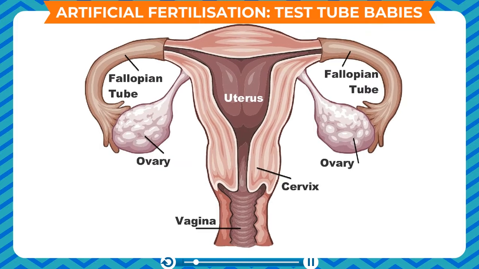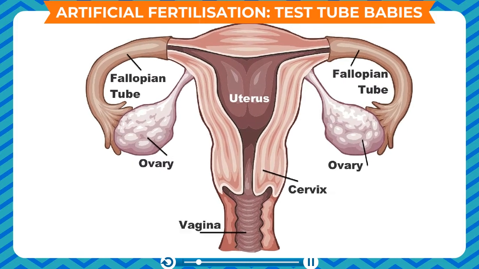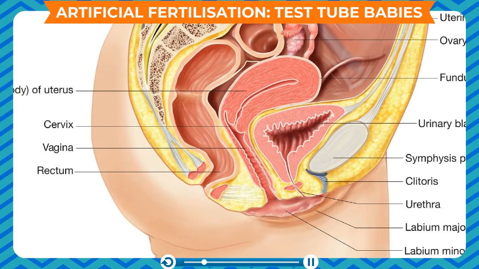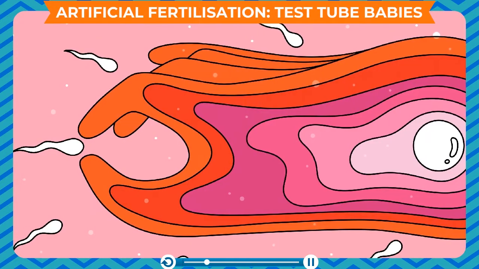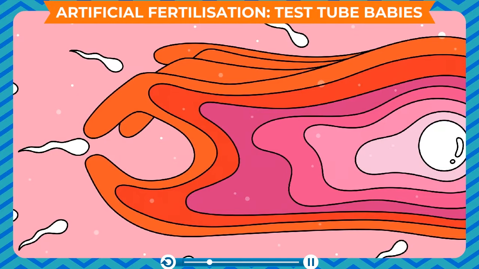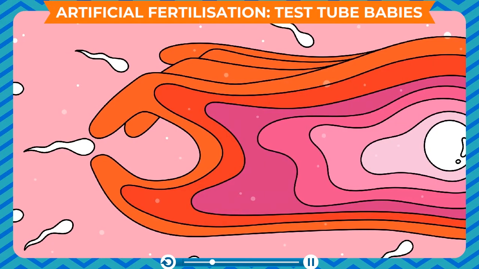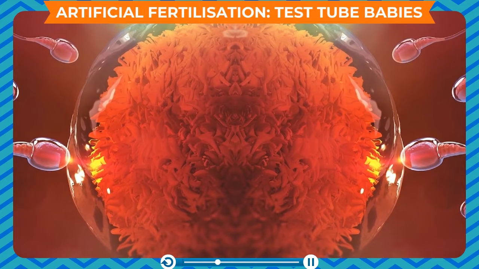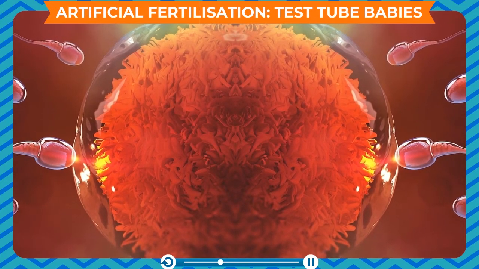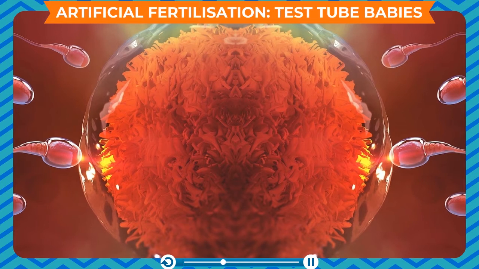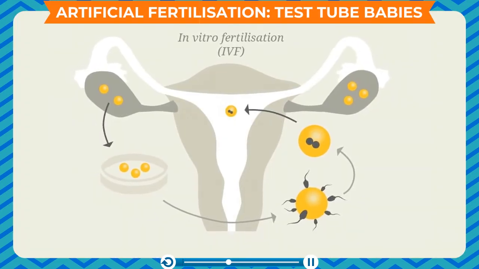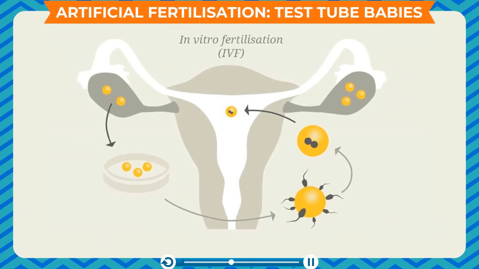If the oviduct of a woman is blocked, she will not be able to bear a baby. This is because it prevents the ovum from being fertilized, as the sperms cannot reach the oviduct where the ovum is present. This problem can be solved if the ovum is fertilized with human sperms in the laboratory with a technology called in vitro fertilization, IVF.